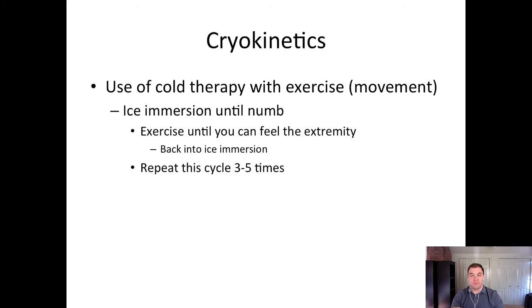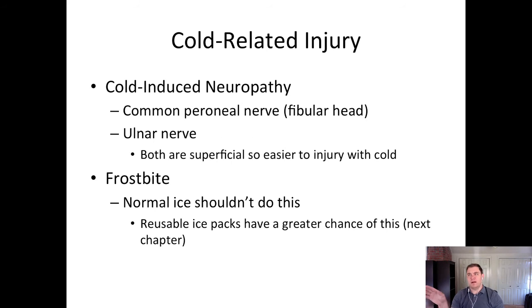Cryokinetics uses cold therapy with exercise. You put them in ice immersion until they're numb. You exercise until they can feel the extremity, then put it back in the ice immersion. You repeat this cycle three to five times. We will probably do this in lab if we can, and we'll discuss it more when we talk about the rehab side of therapeutic intervention later this summer.